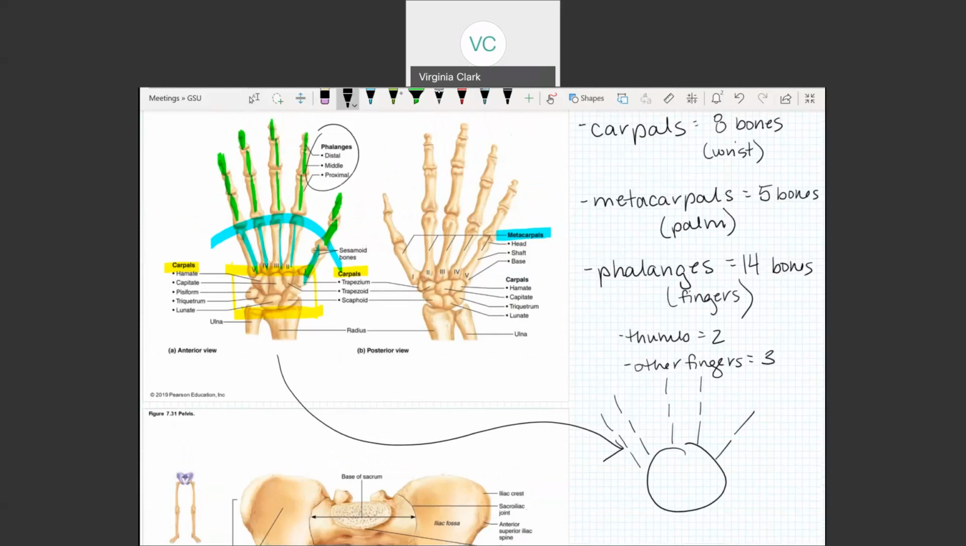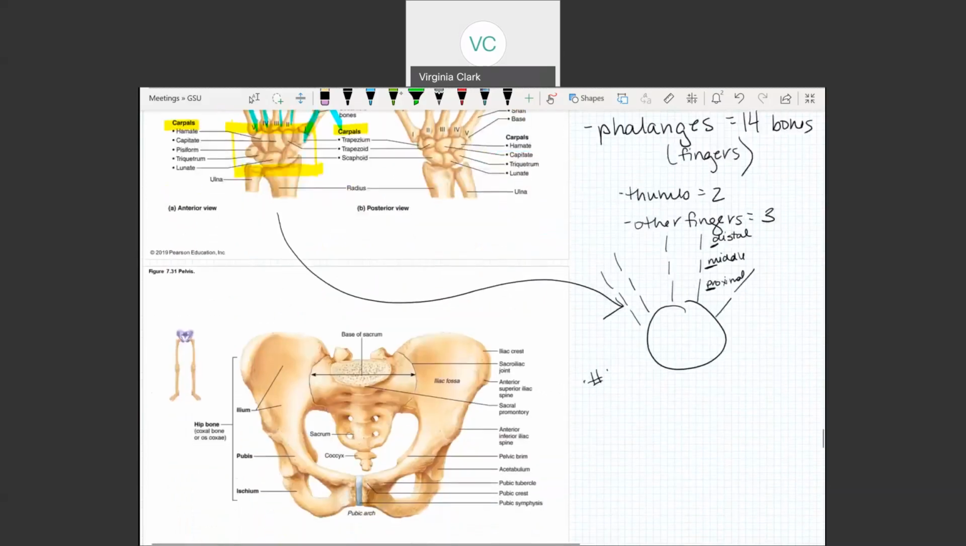So all of these are going to be proximal because they're close to the body. And then you're going to have middle, and then you're going to have distal. All of the fingers that have 3 phalanges are going to have a proximal, a middle, and a distal phalange. And they are going to be numbered starting from the thumb to the pinky.